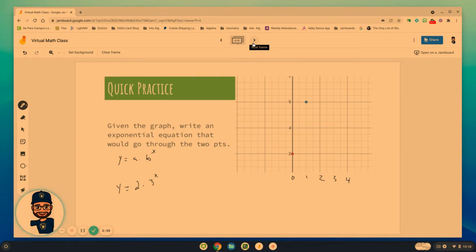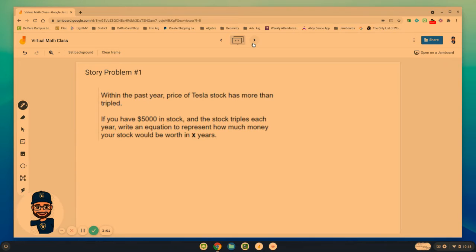But now we want to really apply these to story problems. So here's the first example. Within the past year, the price of Tesla stock has more than tripled. If you have $5,000 in a stock and the stock triples each year, write an equation to represent how much money your stock would be worth in x years.